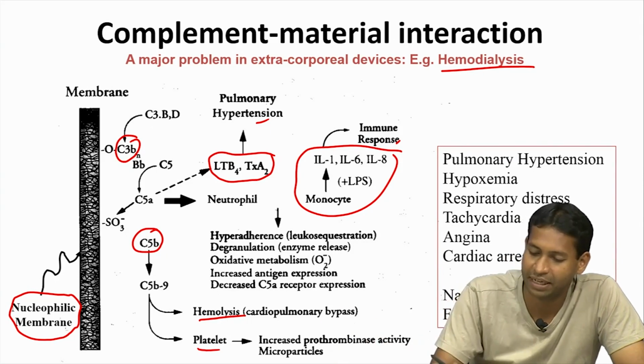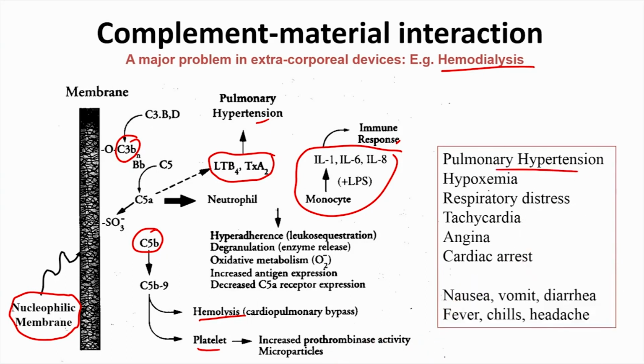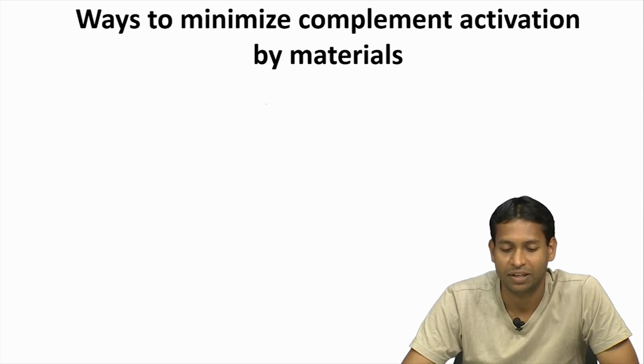So as I said, it can lead to pulmonary hypertension, hypoxemia, respiratory distress, several other things can happen. So how can you minimize the complement activation by your material? It is important, right? If you are designing all these drug delivery vehicles or tissue engineering vehicles and you are implanting them, you want to make sure that those do not activate any kind of complement system. So what are the different ways to minimize it?